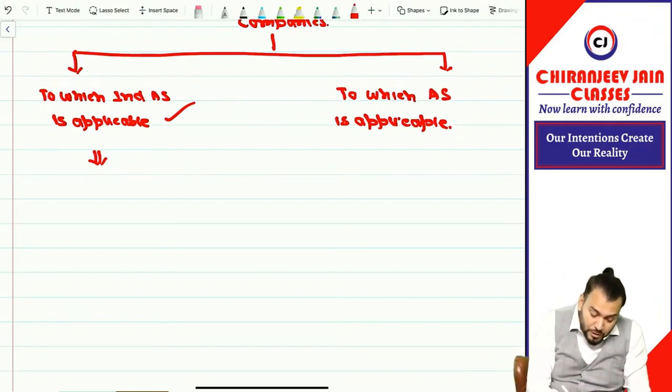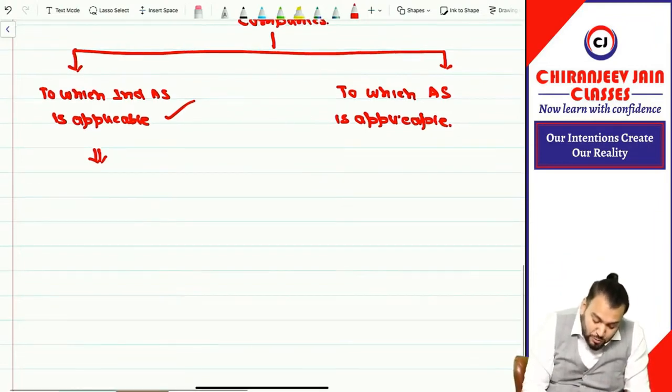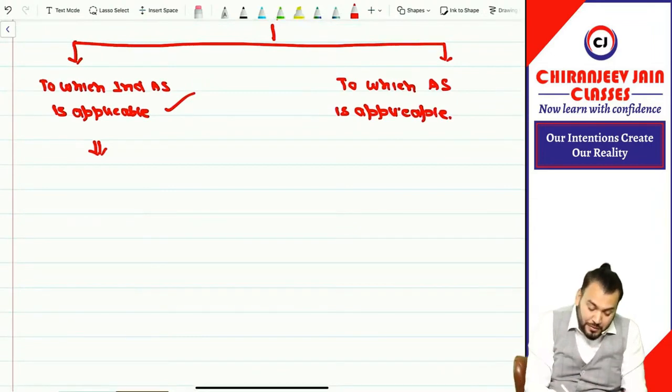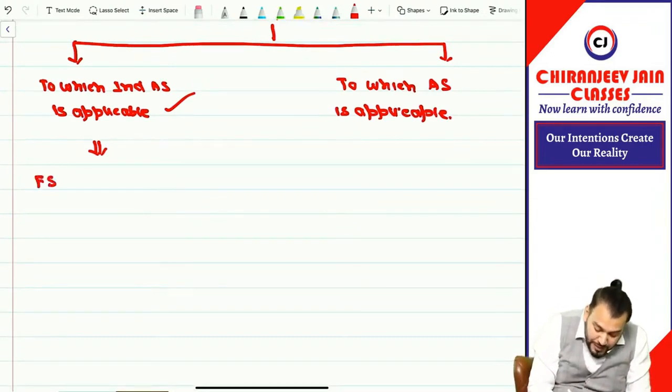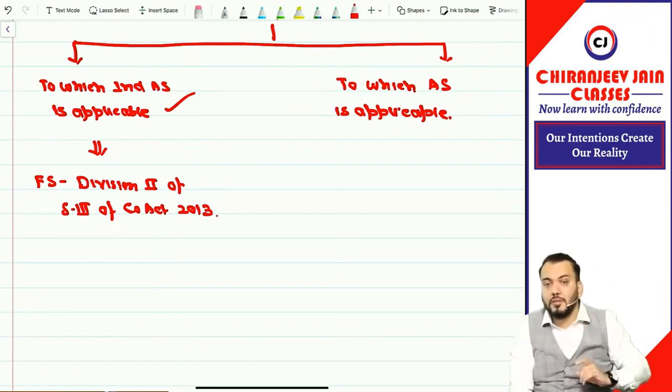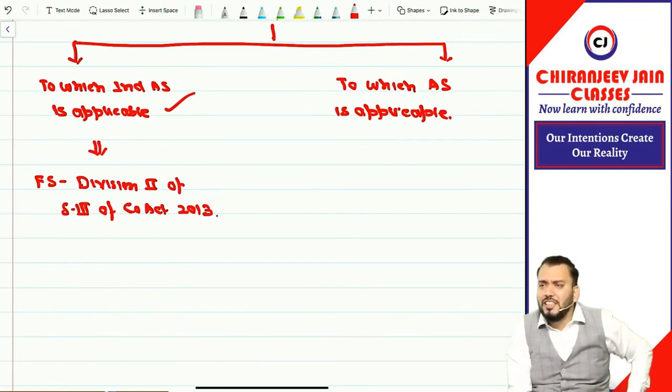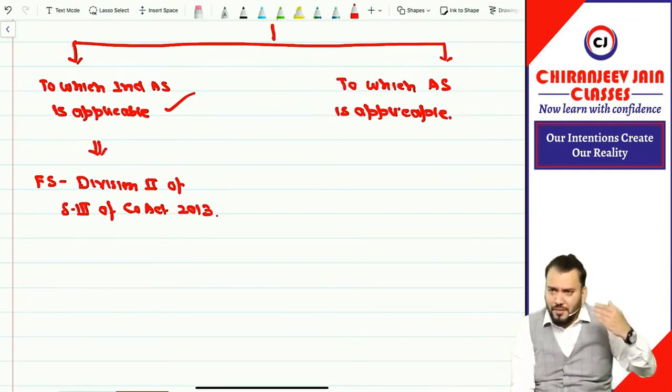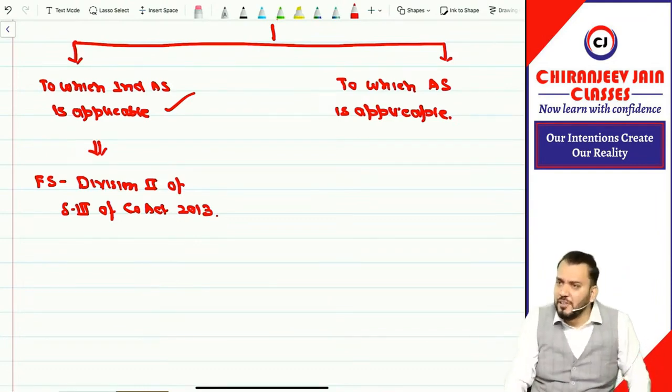Correct. So write down here: for the companies to which Ind AS is applicable, the financial statement is prepared as per the requirement of Division 2 of Schedule 3 of the Companies Act 2013. Division 2. Have you done Schedule 3 in your CA Inter? Schedule 3, format of balance sheet. Have you done it or not?